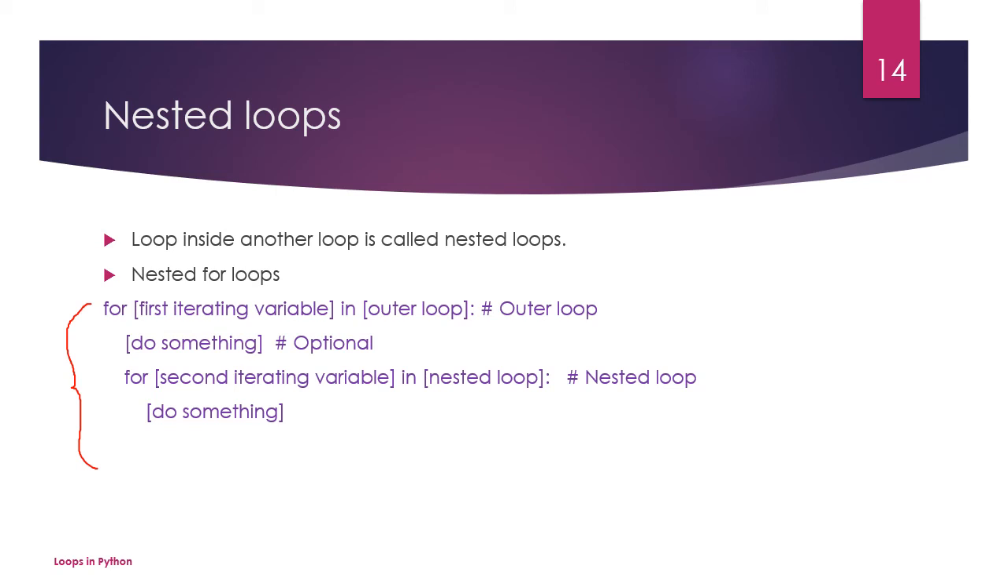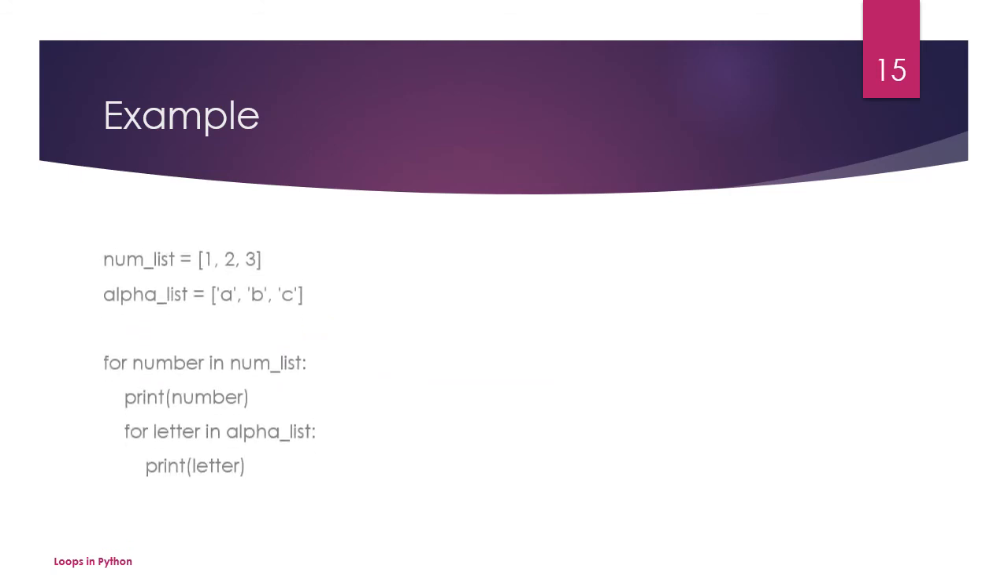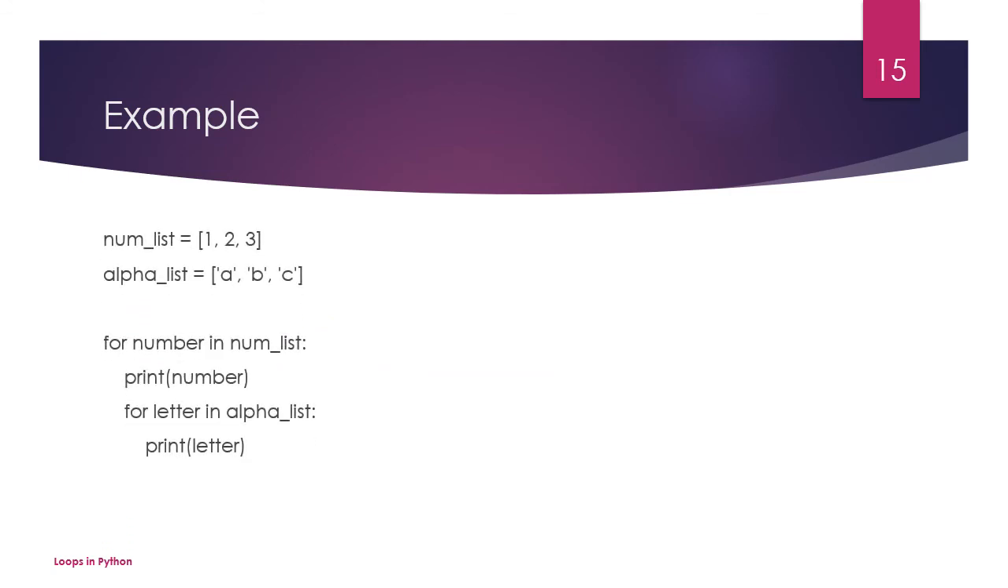We have to check the indentation space. The statements inside the first loop and the inner loop should begin at the same indentation space, that is to be considered. Here we see an example of using nested for loop. For this I have declared two lists, num list and alpha list. Num list is assigned three numeric values, alpha list with A, B, C.